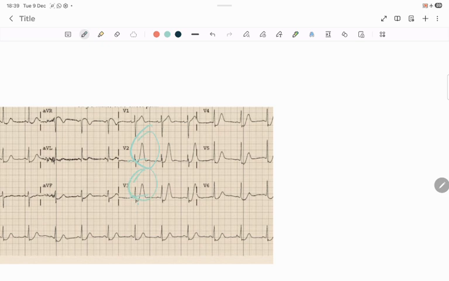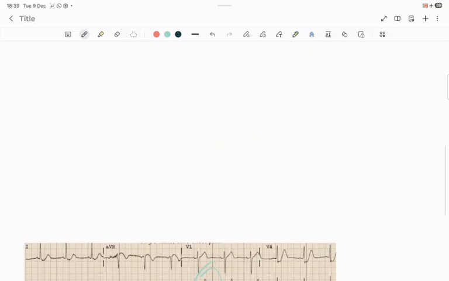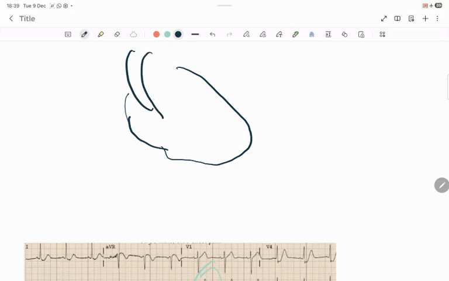But to understand why this pattern is so dangerous, you need to understand the blood supply of the heart. I find that it's often easier that way. So think of the heart, permit me to draw my version of the heart. So let's assume this is the heart, with all the big vessels.